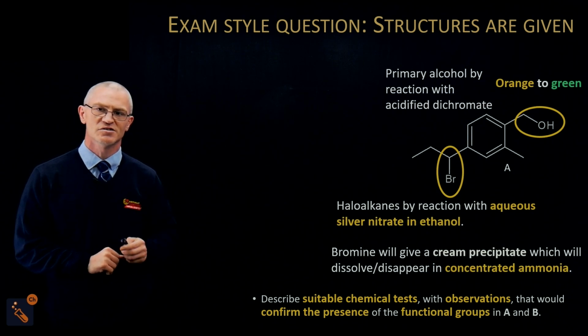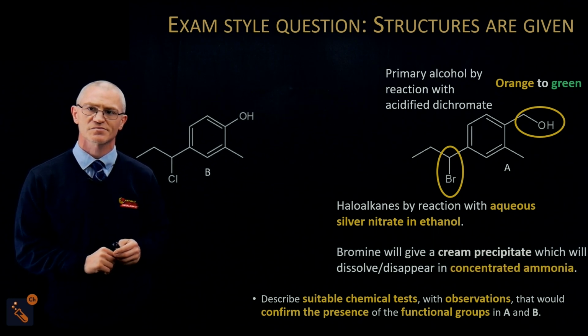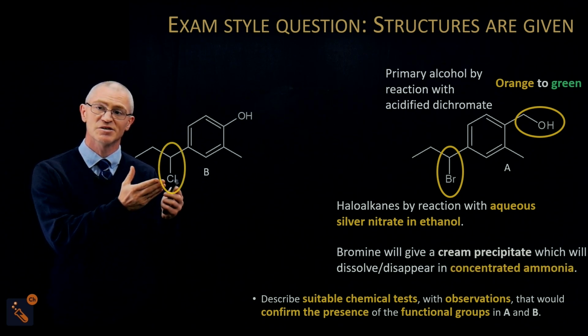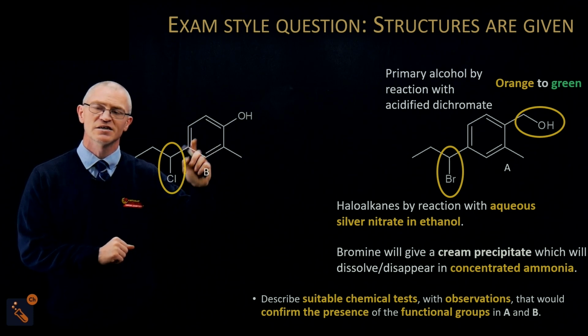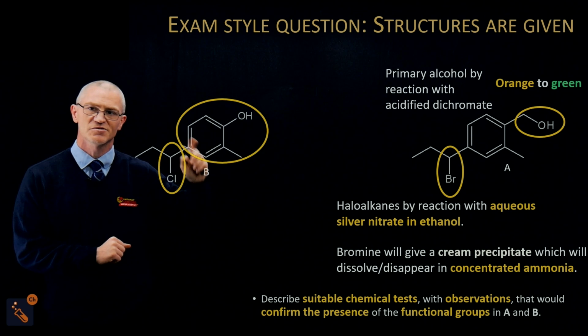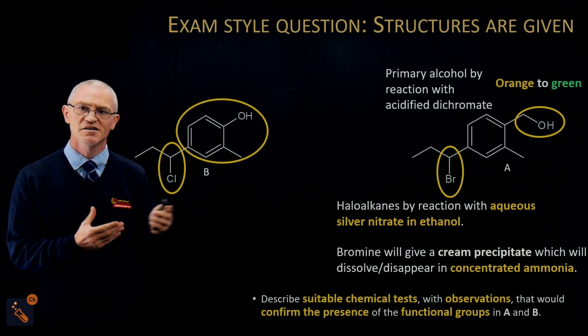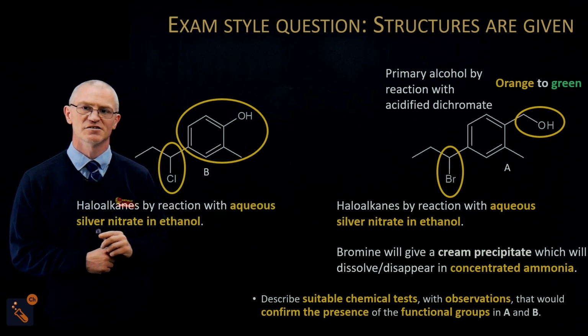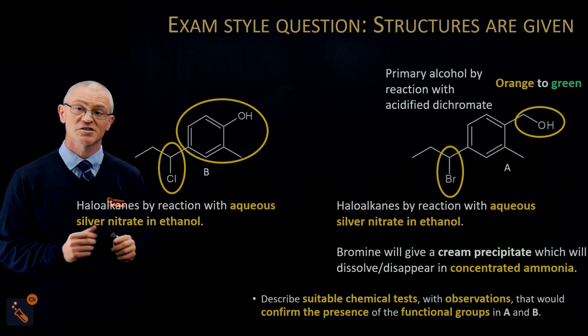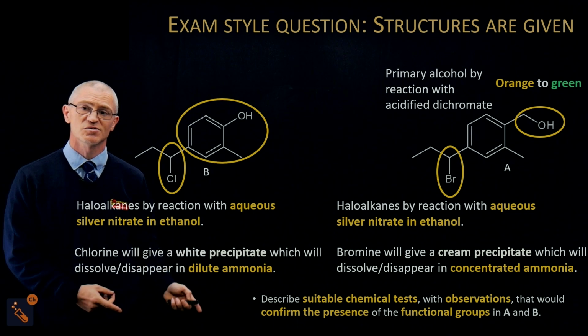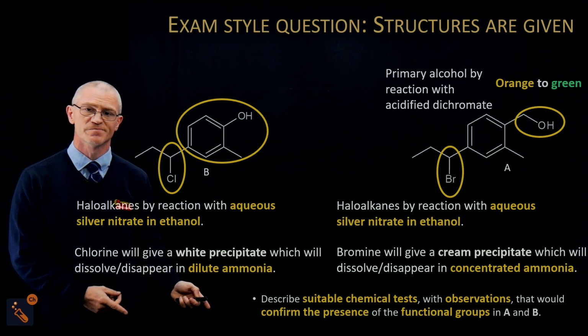So we have our first one done. Let's go to our next one. We've got a haloalkane again, but this time it's chlorine. And this time the OH is connected to the benzene. So this is phenol. Okay, so we've got a phenol group and a haloalkane. So our haloalkane is going to be the same reaction as we have over here, but this time it is chlorine. So it's going to be a white precipitate which dissolves and disappears in dilute ammonia.